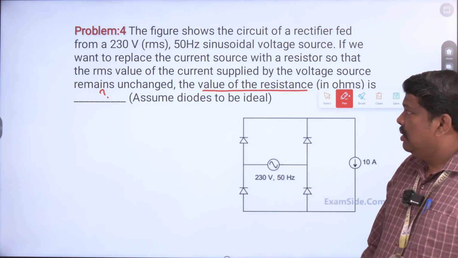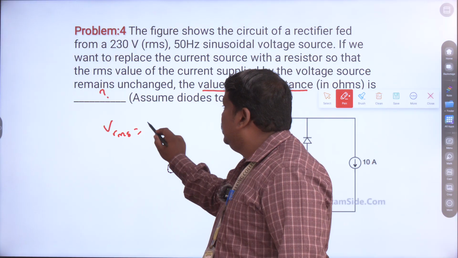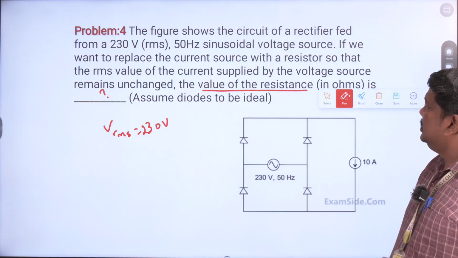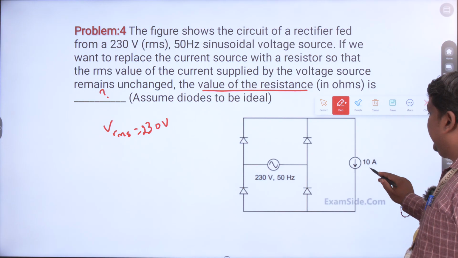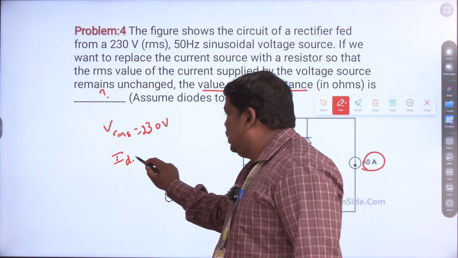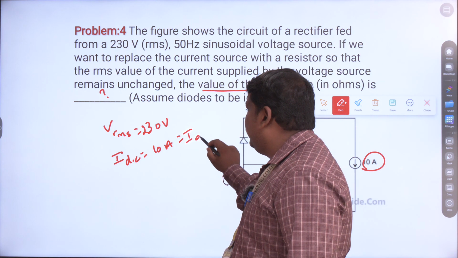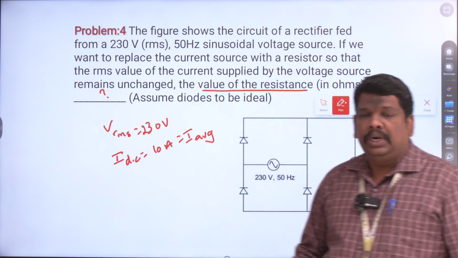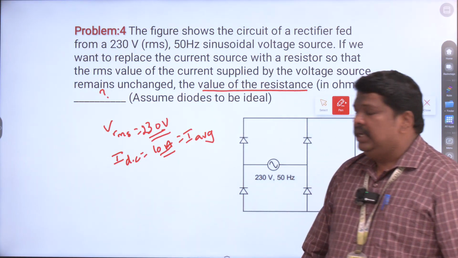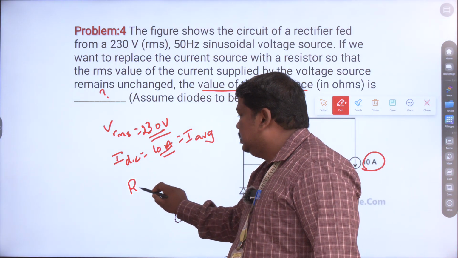the given data. What is the data given? Here the V RMS value is given as 230 volts, and next it is given as 10 amps. This is your average DC current, which is equal to I average current. The average current is equal to the DC current, given as 10 amps, and the RMS voltage VRMS is given as 230. We are going to find the resistance.